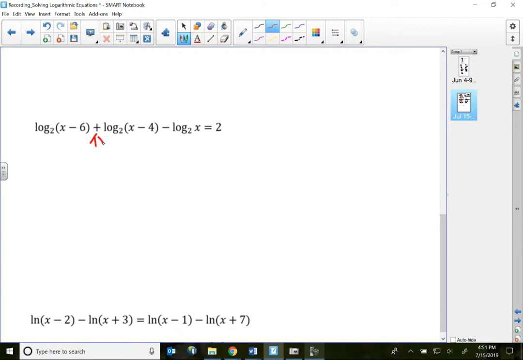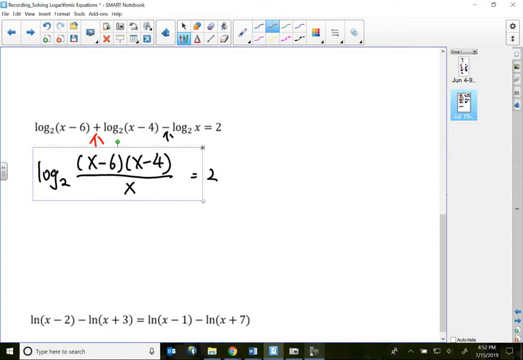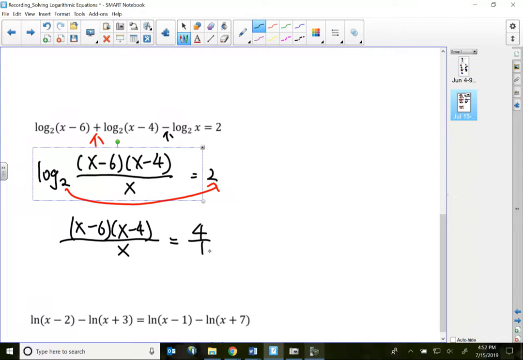So this is a plus sign, so these first two will multiply, then divided by x. So this is going to be log with the base 2 of (x minus 6) times (x minus 4), subtraction sign here means divided by x, is equal to 2. All right, move this over here. 2 squared will make a 4. All right, 4 means 4 over 1. We can do a cross product.